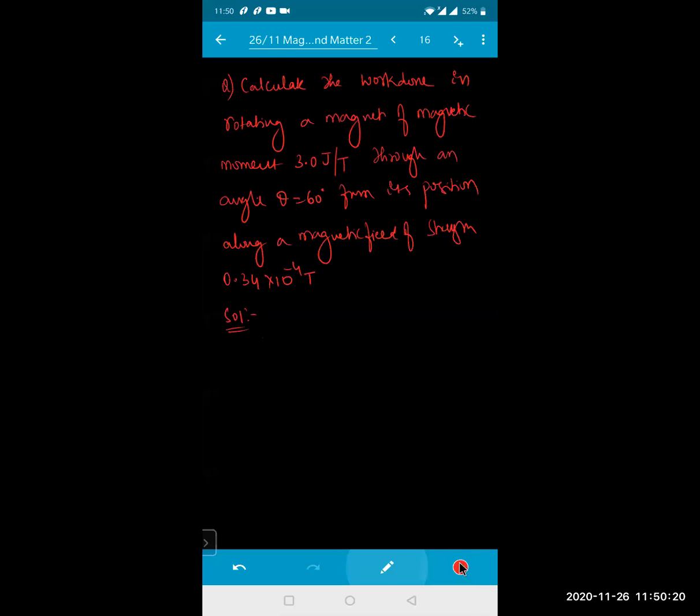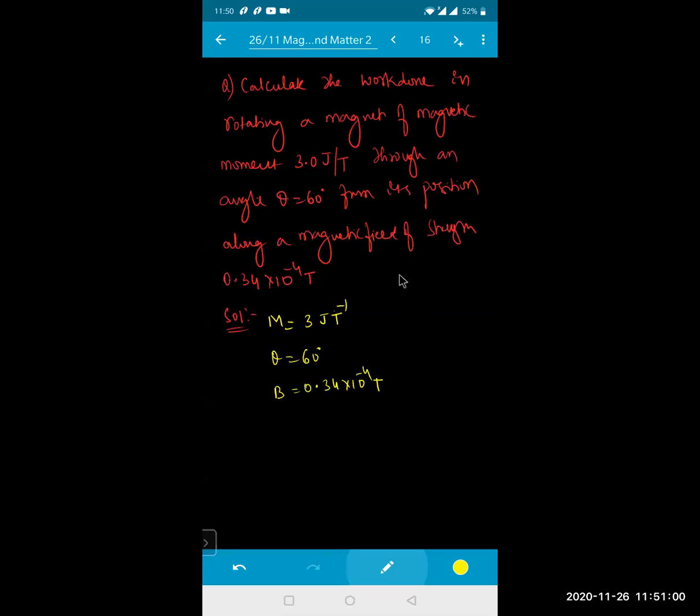So by this we are on the track of your examination, beta. Capital M is equal to how much, beta? 3 joule per Tesla. Calculate the work done in rotating a magnet of magnetic moment 3 joule per Tesla through an angle theta, that is theta value 60 degrees from its position along the magnetic field. B is equal to 0.34 into 10 to the power of minus 4 Tesla.